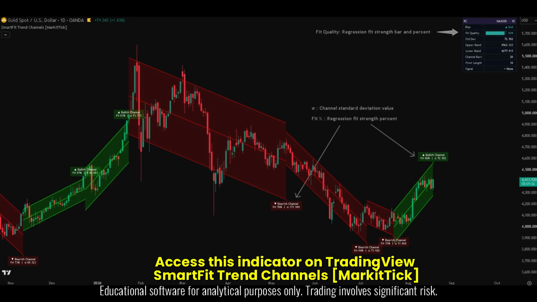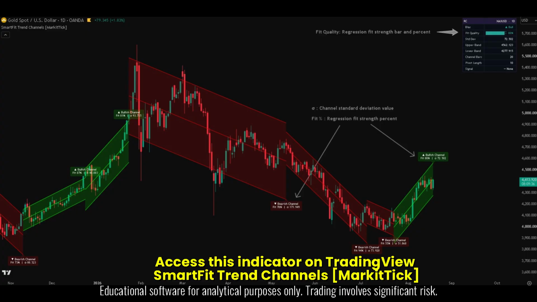Around the regression midline, the script derives a standard deviation envelope, scaled by a user-defined z-score multiplier, to establish upper and lower channel boundaries. An optional ADX filter can gate the confirmation logic, requiring a minimum trend strength reading before a channel break is treated as significant.